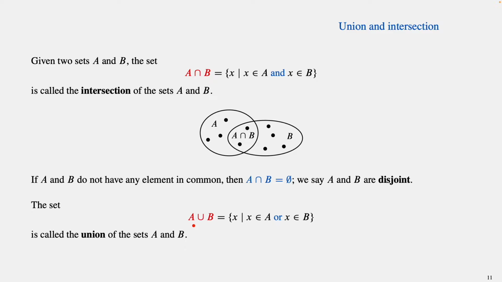And the set A union B is the one which consists of all objects x such that x is an element of A or x is an element of B. It could be both, doesn't have to be both, but it has to be in A or in B. And then we call this set comprising these elements the union of A and B. So here in this image, the union of A and B would be all the dots you can see in both of these sets.